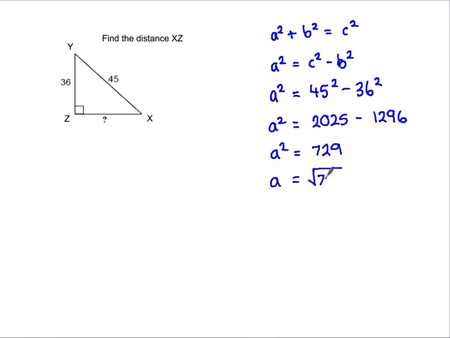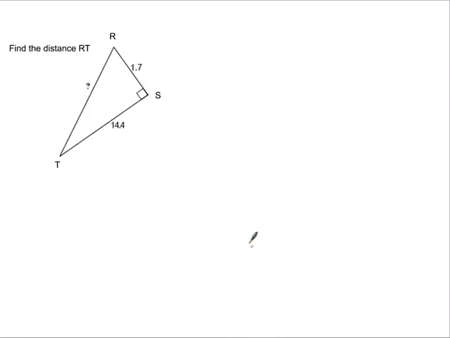So a is going to be the square root of 729, and the square root of 729 is, what's the square root of 729? Calculator, 27. Should have known that really. Square root of 729 is 27. Finished. And of course that is shorter than 45, so I can check that looks sensible, which it does.